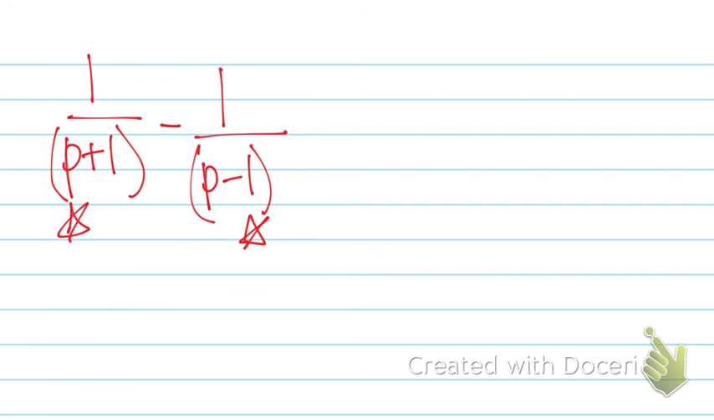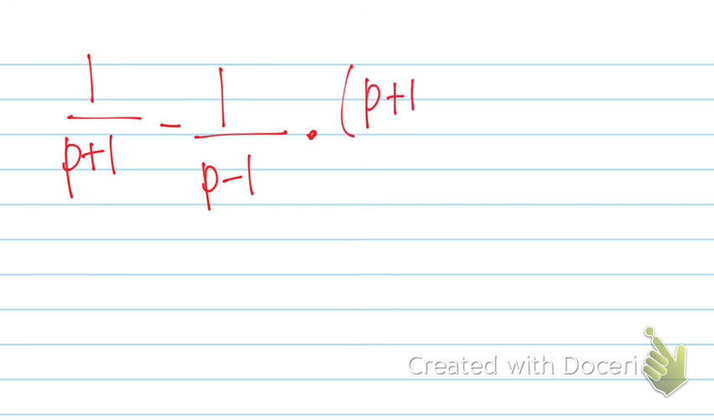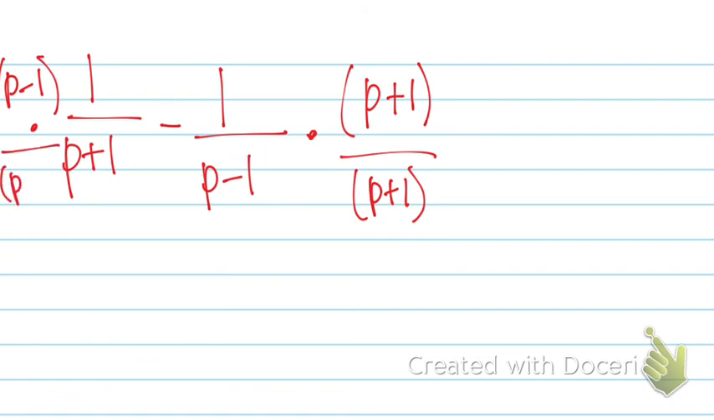Okay? So what we want to do is multiply this side by P plus 1, because it's missing P plus 1. But what's the left side missing? It's missing P minus 1. So then we get 1.